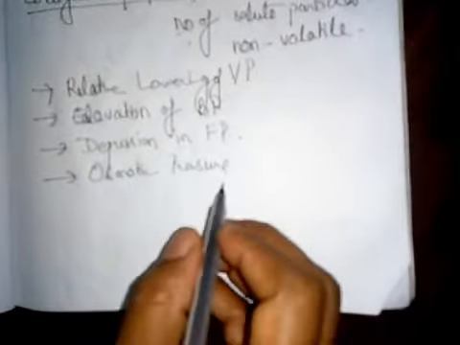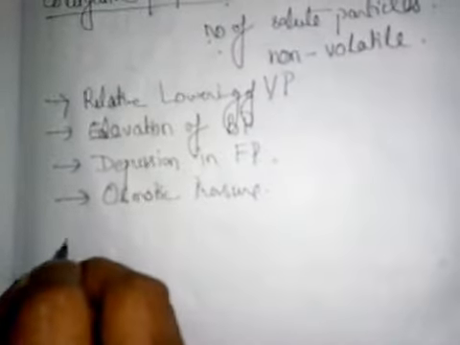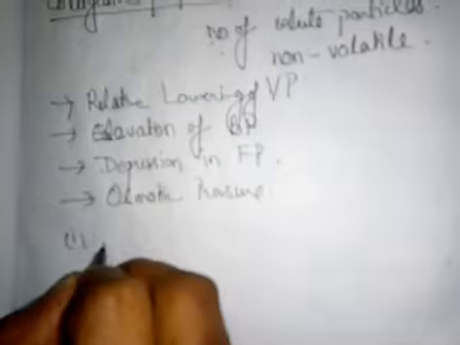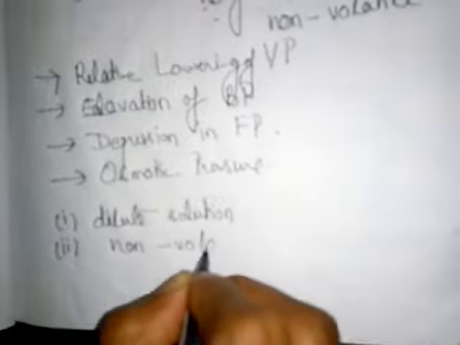For these properties to be exhibited, three conditions should be fulfilled. First condition is the solution should be a dilute solution. That means colligative properties are exhibited by dilute solutions only. Second condition is the solute should be a non-volatile solute. Third condition is that this non-volatile solute should not undergo any kind of association or dissociation.